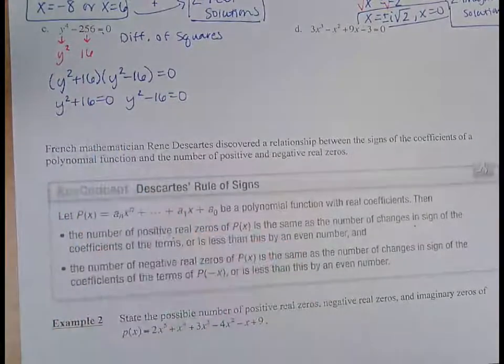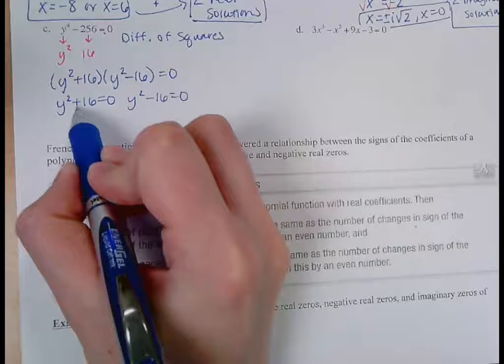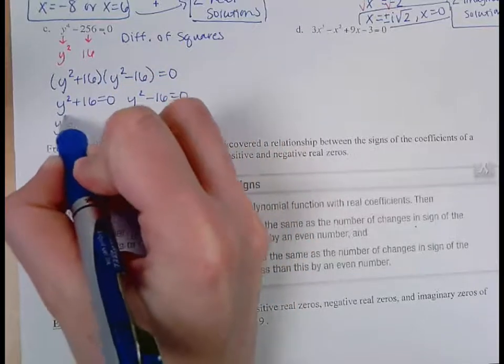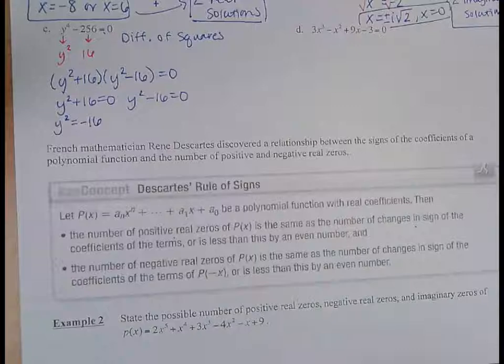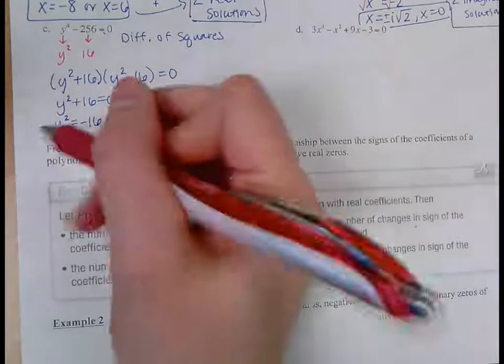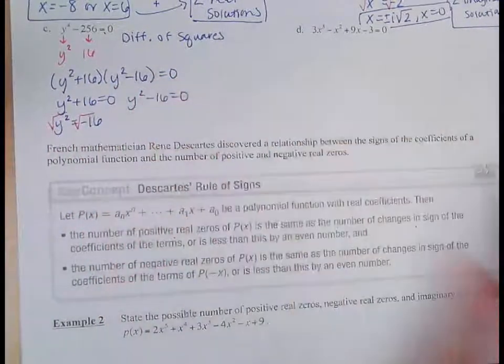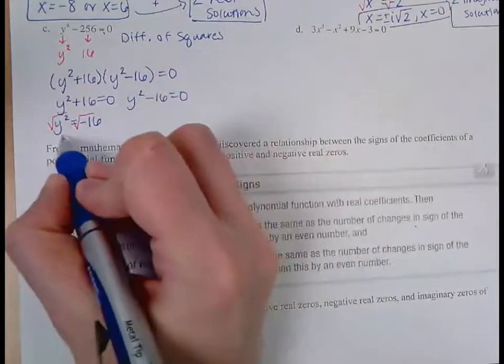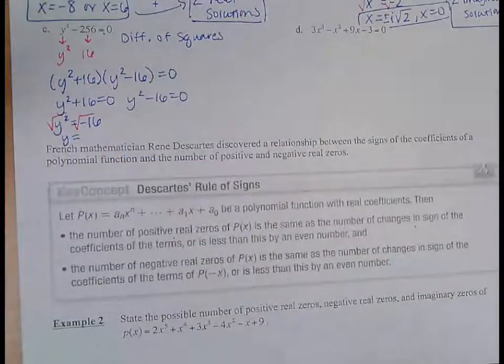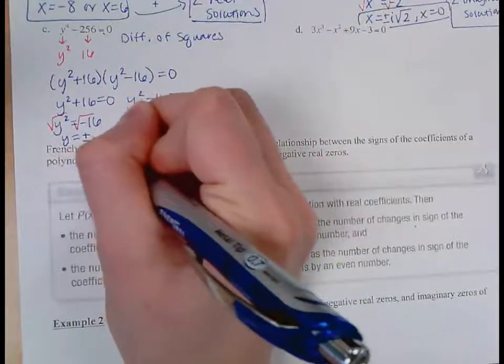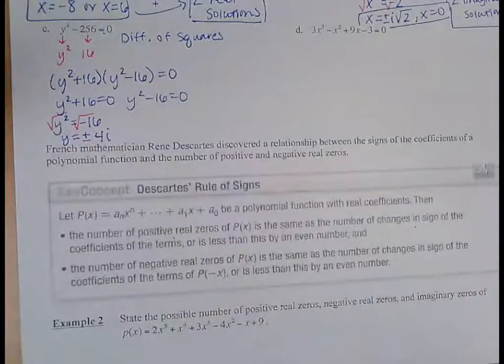So in the first one, if I want to solve for y, I can subtract 16 from each side. So y squared equals negative 16. Take the square root. And I get y is equal to plus or minus 4i, and I need the plus or minus 4i. So 4i because it's an imaginary number with a negative 16 in there.